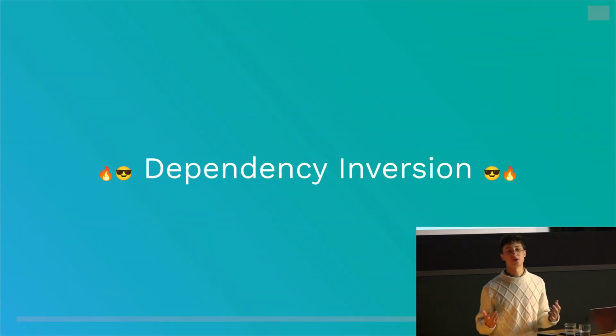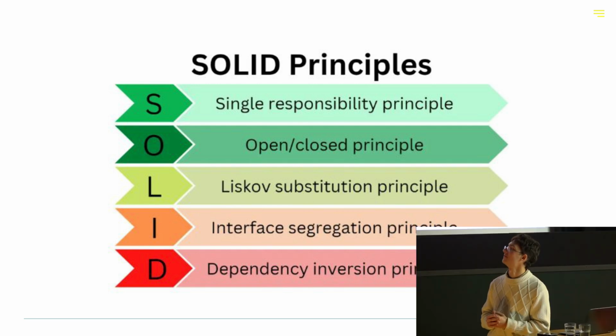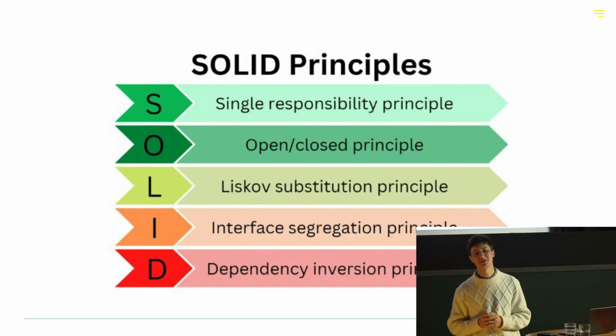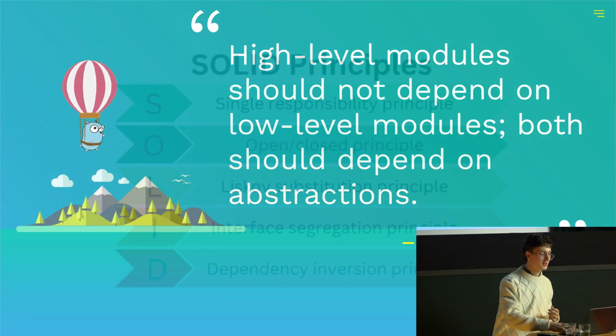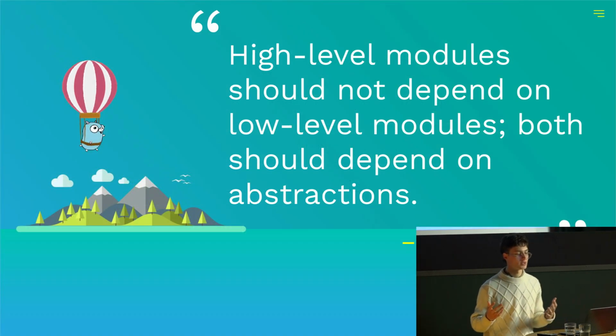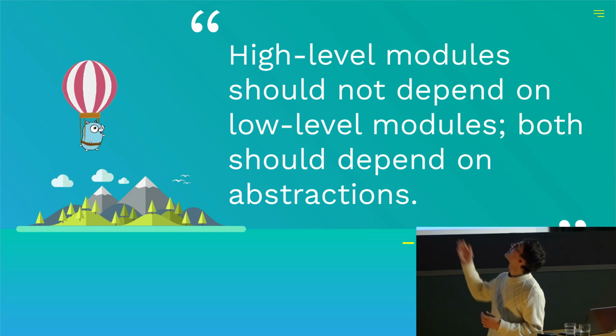Here's when the dependency inversion comes to the scene. Dependency inversion is one of the 5 SOLID principles, the 5 primary pillars of modern object-oriented software development. Dependency inversion was explained by Robert Martin in 1 sentence: high-level modules should not depend on low-level modules, but should depend on abstractions.